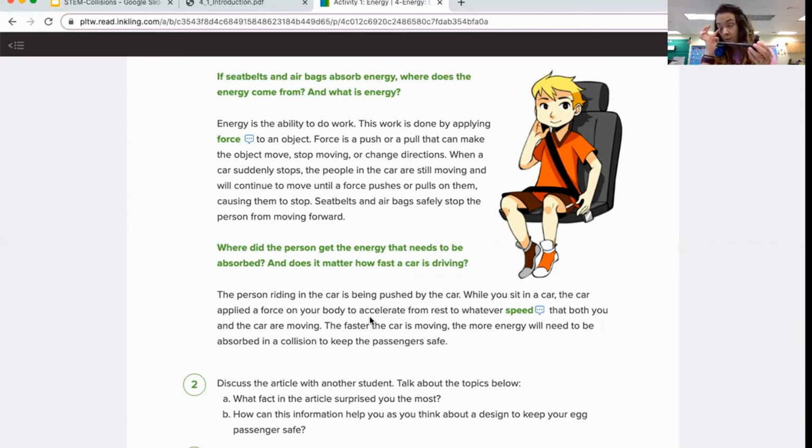The faster the car is moving, the more energy will need to be absorbed in a collision to keep the passenger safe. So if this car is going at 30 miles per hour and you're in this car, you are also going 30 miles per hour. So in a collision, if the car stops at 30 miles per hour, whoever is sitting right here is also going to go 30 miles per hour until something stops it. So a seatbelt would protect you from going any further.